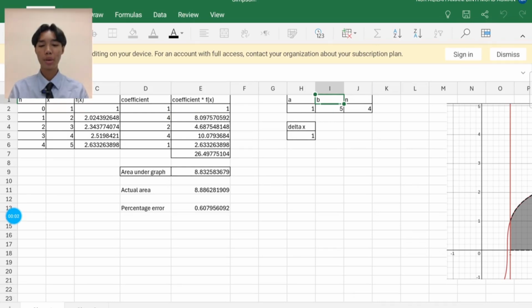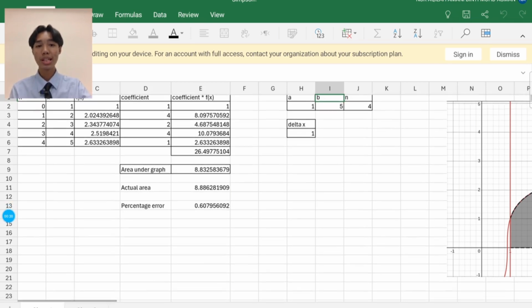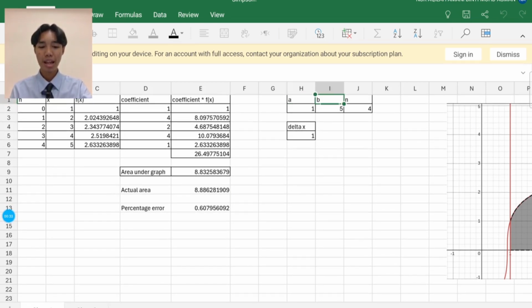So here's the data that we obtained by using Microsoft Excel. As you guys can see over here, we have already listed down all the values of f(x). To find the value of f(x), we simply use the equation given from the question previously. Since the question asks us to use 4 subintervals, the value of n is from 0 to 4.